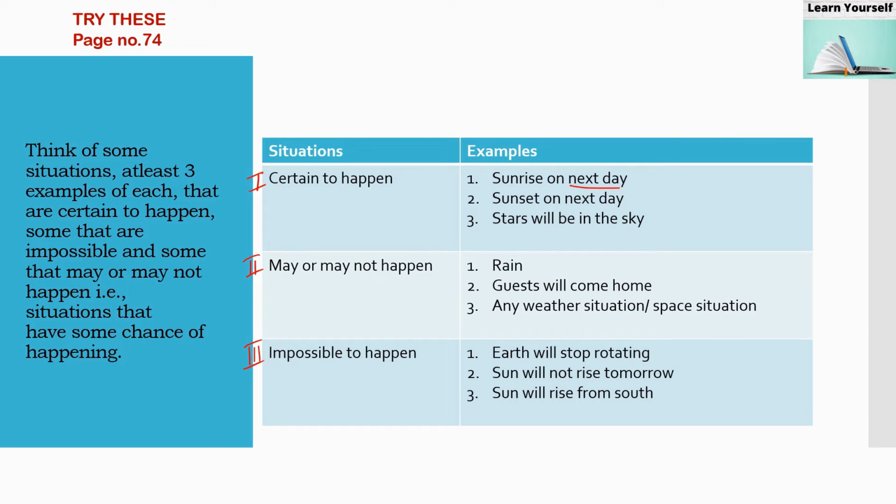Whatever you have written here as certain to happen, the opposite of that you can write under impossible to happen. For example, first, earth will stop rotating. Second, sun will not rise tomorrow, or sun will rise from the south, or you can write any other direction. So these are some situations which tell us that some situations are certain to happen, some may or may not happen, and some are impossible to happen.